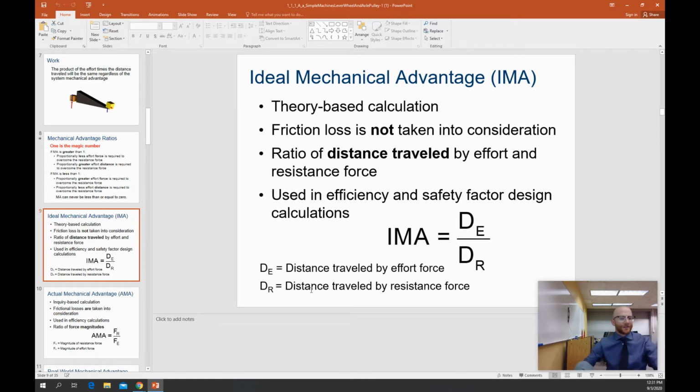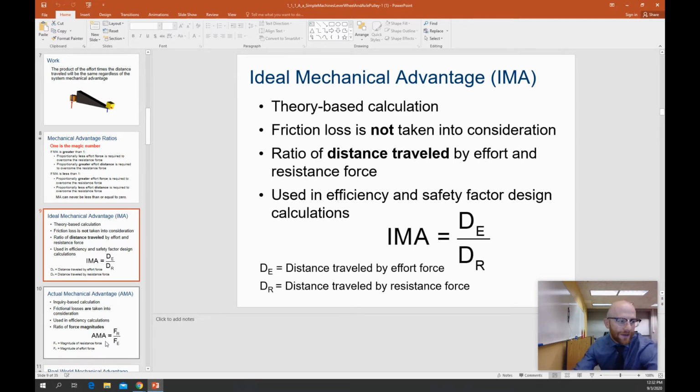Ideal mechanical advantage, distance effort over distance resistance. Going back to that inclined plane, the distance that I had to travel up was the effort distance, so that would be 12 feet. The distance of the ramp, or the distance of resistance, would be 3 feet. So ideal mechanical advantage deals with distance, right?